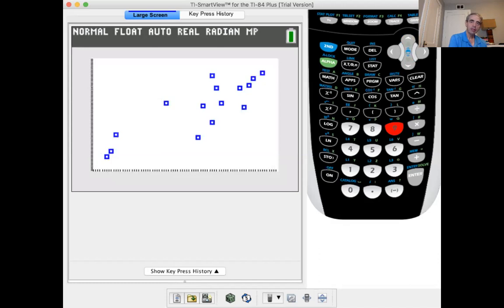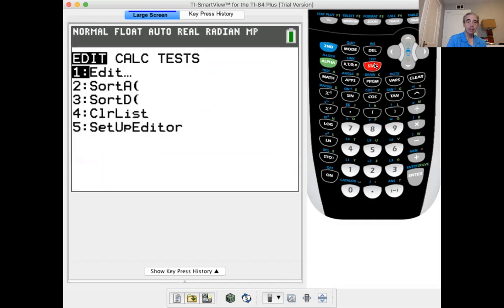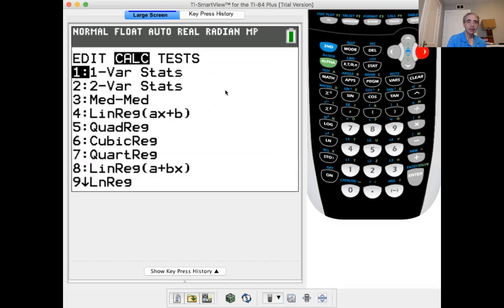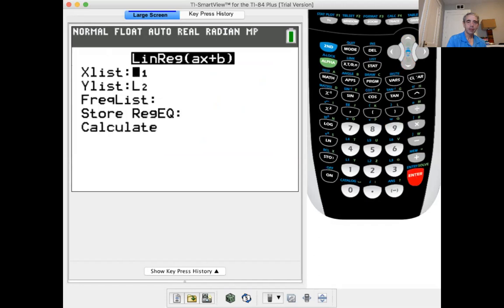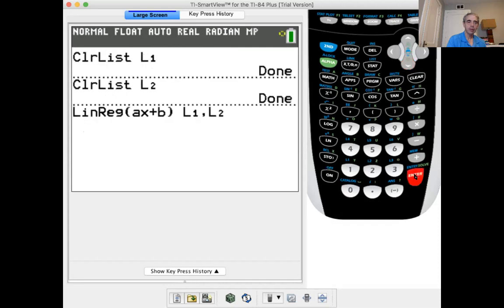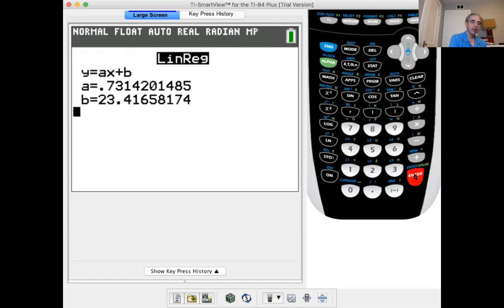Yes, you see a general linear trend, but a lot more deviation from that trend. So what do I do next? I'm going to go ahead and determine what is that line of best fit. So I will do that using stat calc, linear regression number 4, and enter. And list 1, yes, list 2, stored in regression equation, calculate, enter. And there we go.